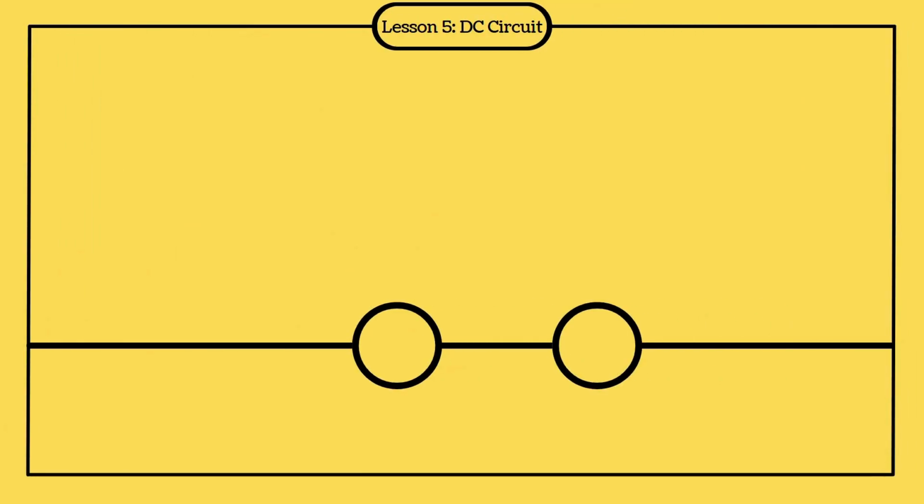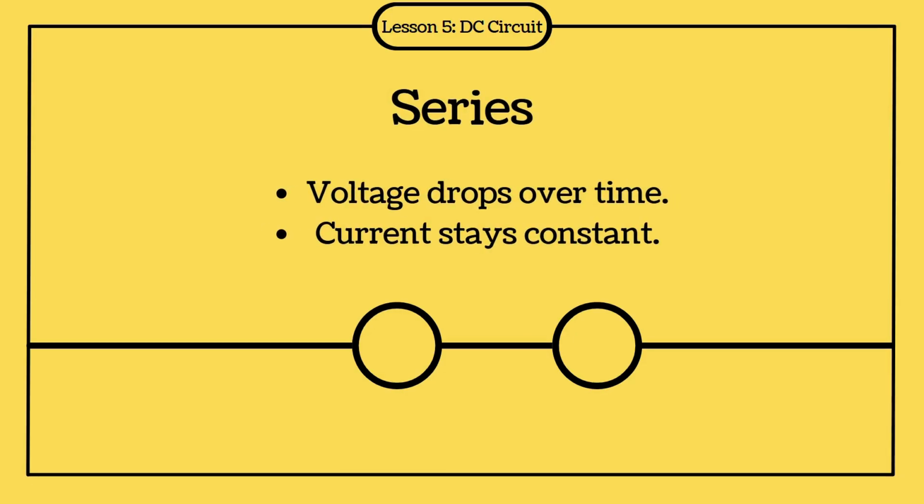For example, here is a visualization of a series circuit. You can imagine the battery on the left end and the circuit ends on the right end. You can see these two components are in series because they go right after each other and feed into each other. They're connected in a straight line. In a series circuit, voltage drops over time. The voltage from the battery comes in on one end and drops over each component until it reaches zero at the other end. However, current in a purely series circuit stays constant.